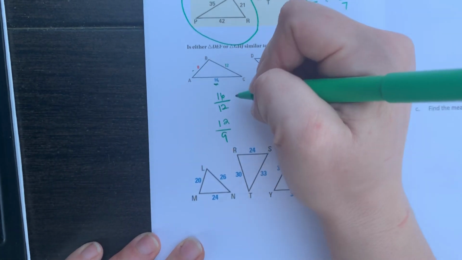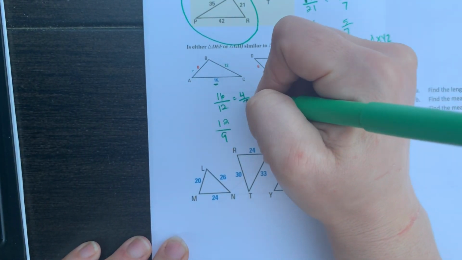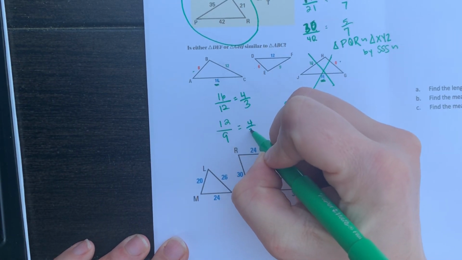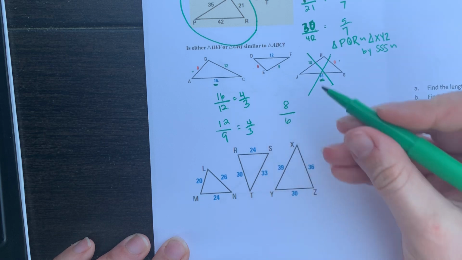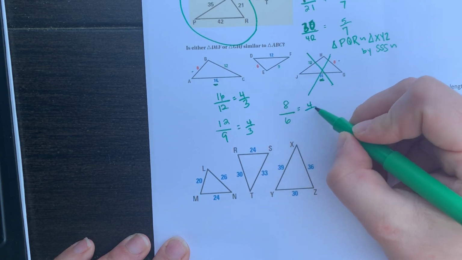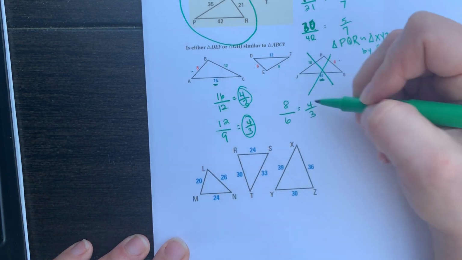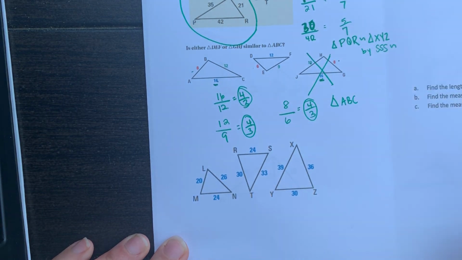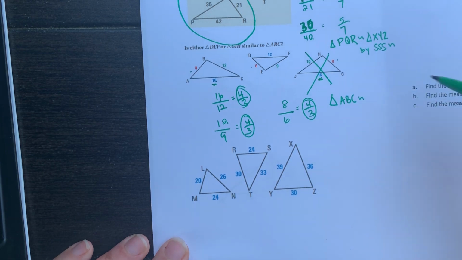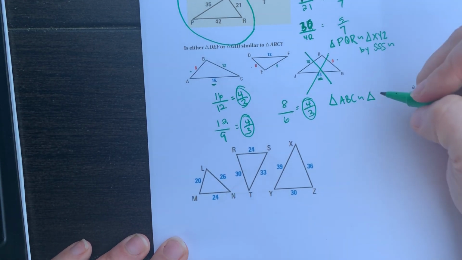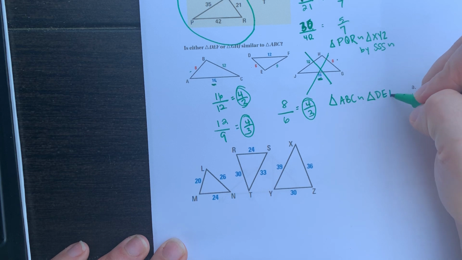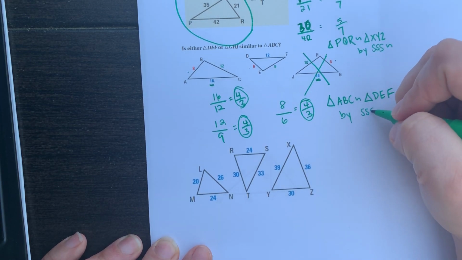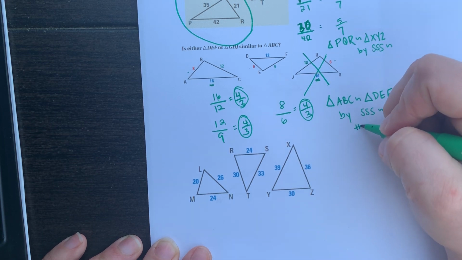Okay, so 16 and 12 are both divisible by 4. And that would give me 4/3. 12 over 9 are both divisible by 3. So also 4/3. 8 over 6 are divisible by 2. And that's going to give me 4/3. That tells me triangle ABC is similar to triangle DEF by SSS similarity theorem.